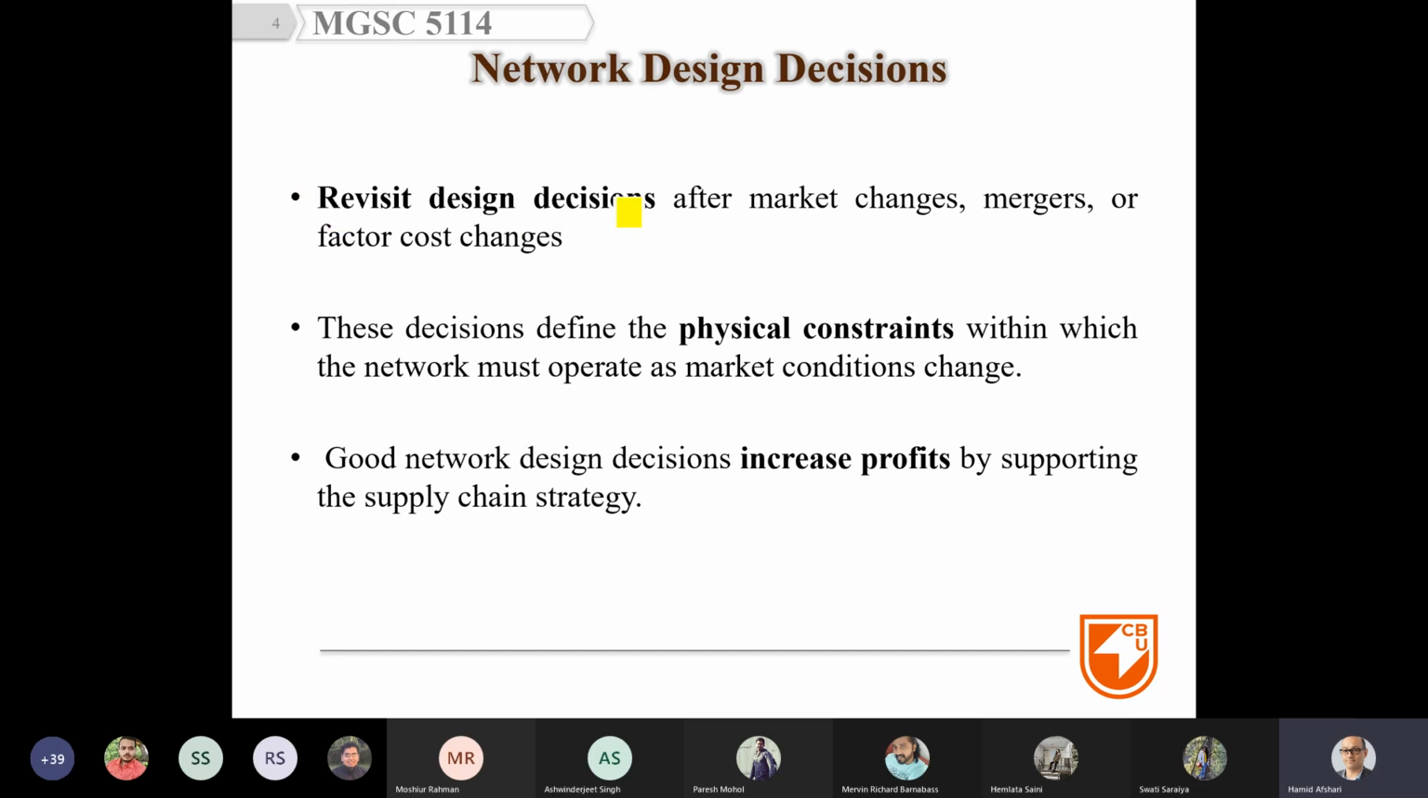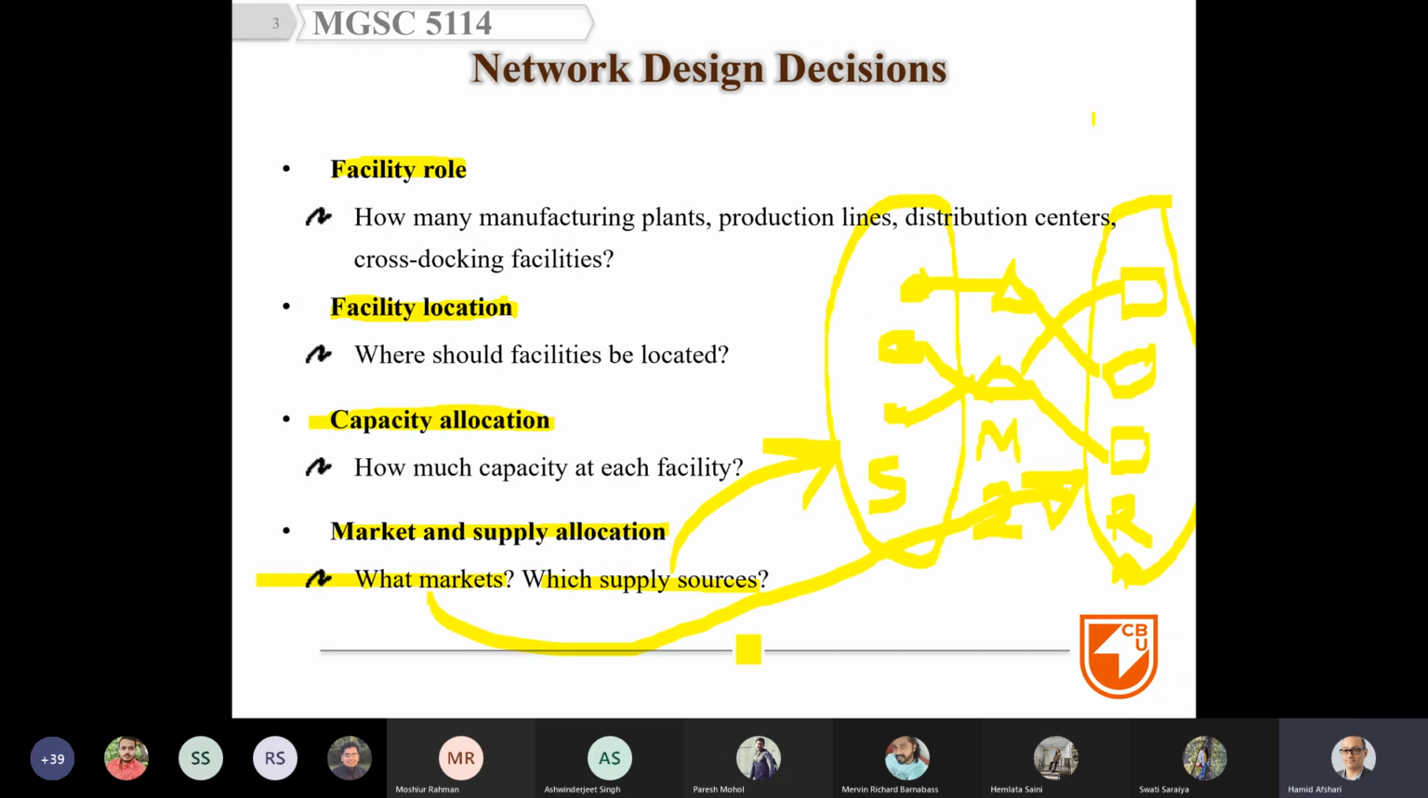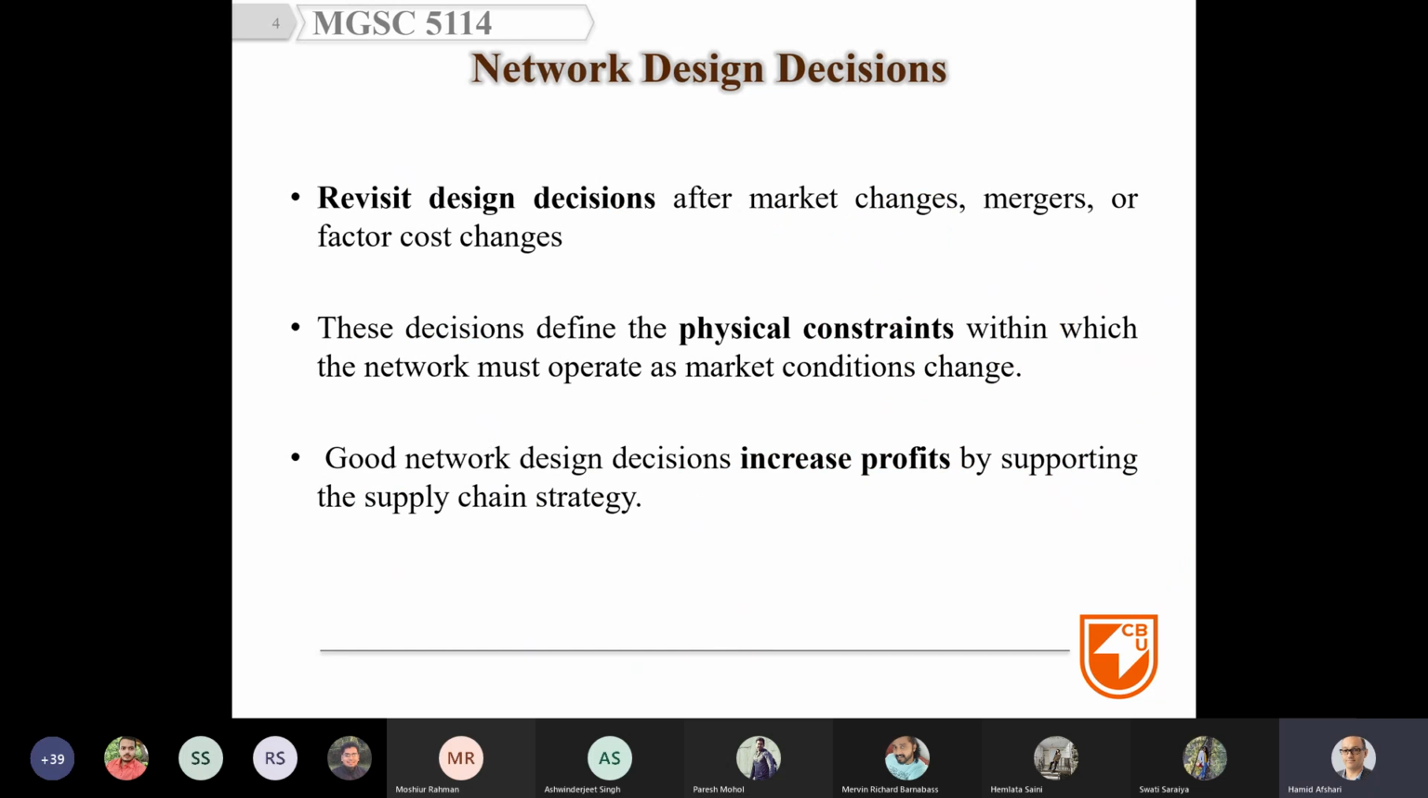We need to revisit design decisions after market changes, mergers, or factor cost changes. What do we mean? Let's say I have designed a network like this. I have decided to have one warehouse in Halifax and one warehouse in Sydney. Let's say 5 years pass, and does it still work? Or let's say population is changing, people are moving from different places. So does the decision that I made 5 years ago still work? No, because the market is changing.